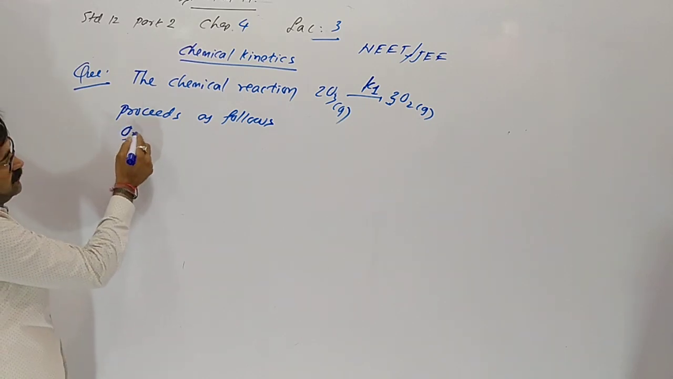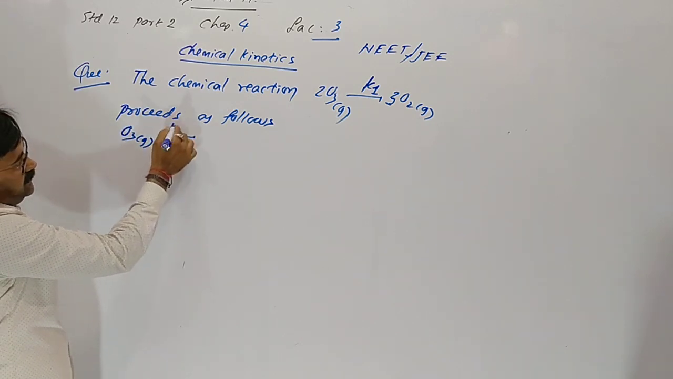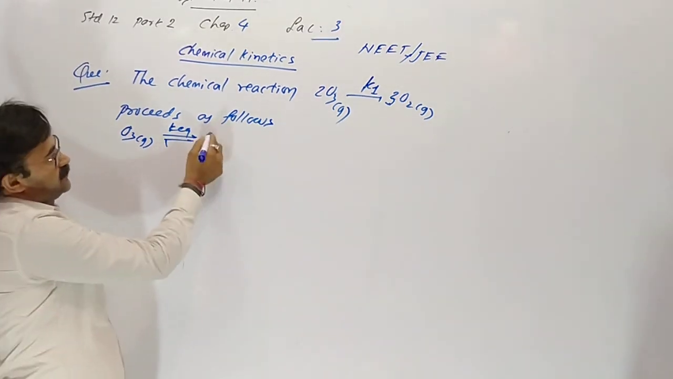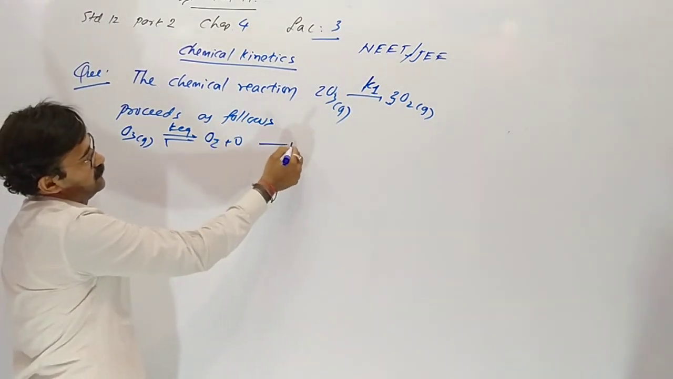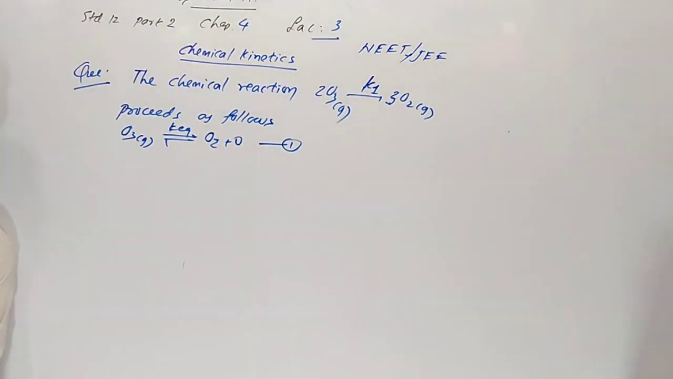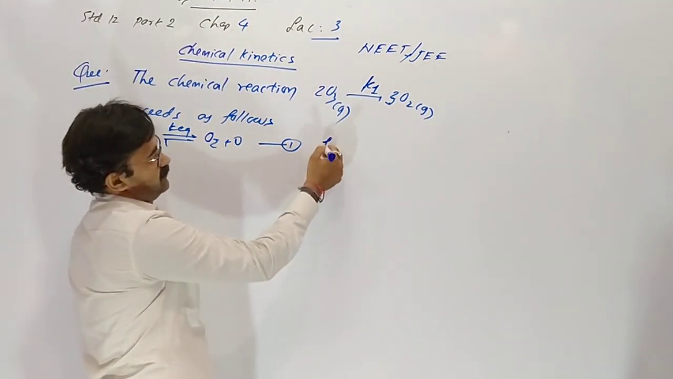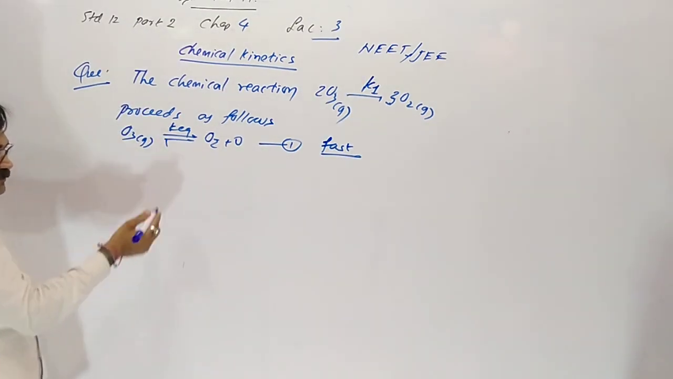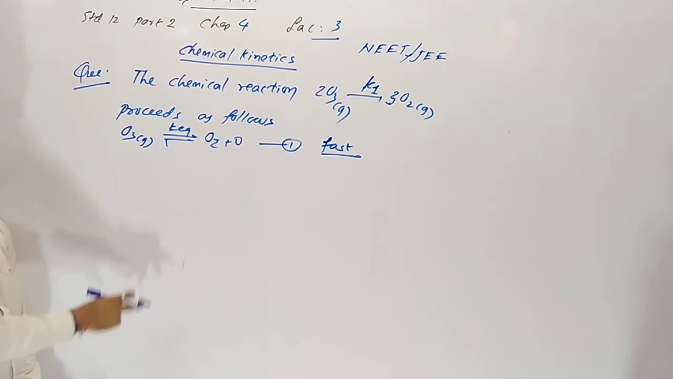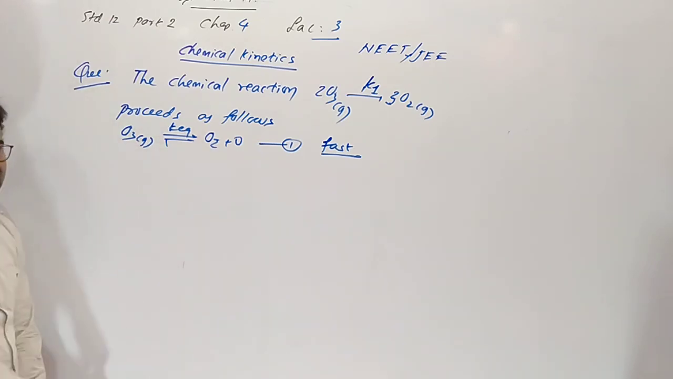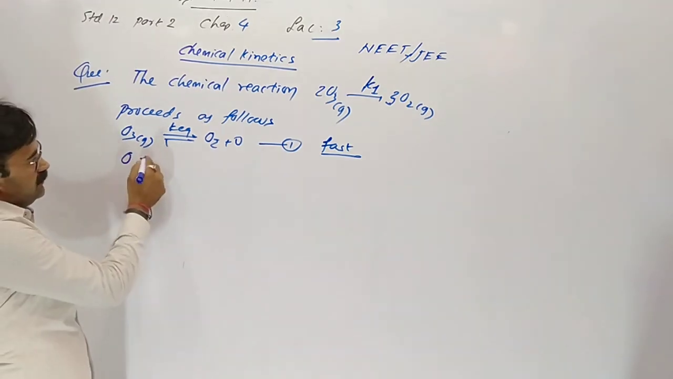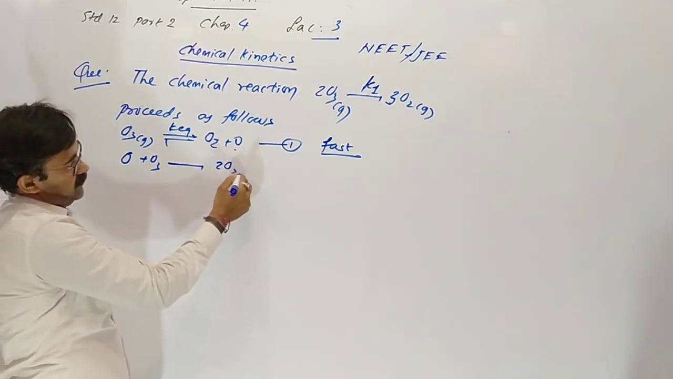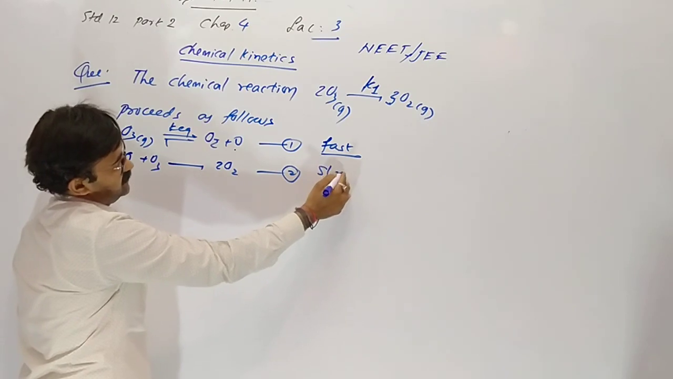O3 gas, here equilibrium constant. This reaction is reversible. It gives O2 plus O. Equation 1, which is fast, is given in the question. Fast step is in equilibrium, so it occurs in both directions. Now the O that occurred reacts with O3 and gives 2 O2. This is slow.